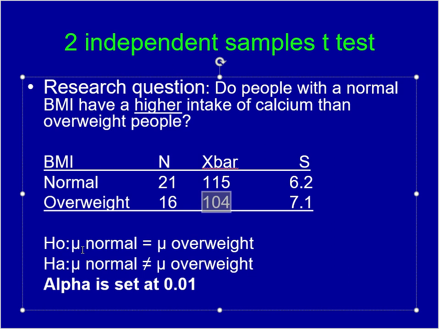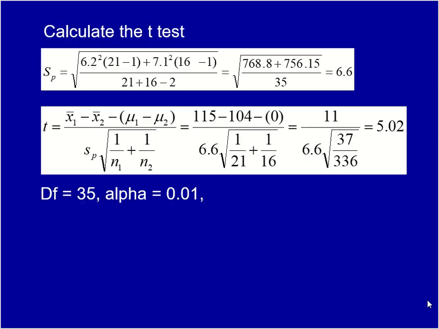Again, the null hypothesis is that mu for group 1 is equal to mu of group 2. Mu of what? Calcium intake. The alternative hypothesis is that the mus are different. We assume the null is true and we set alpha. Now here I set alpha at 1% just as a way to illustrate that this is a possibility. Next, you're going to calculate your t-test.